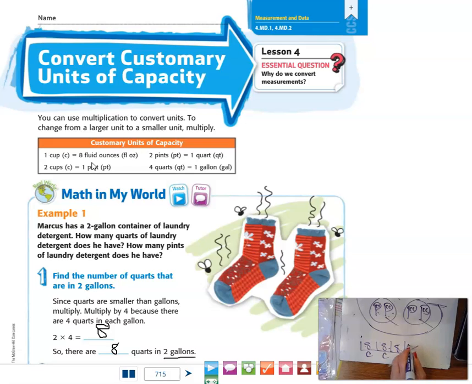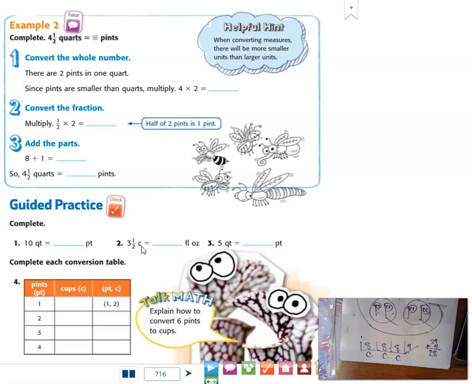Half of 8 is 4, so 8, 16, 24. 24 plus 4 more. 4 plus 4 is 8. 28. So there will be, in 3.5 cups, 1, 2, 3.5 cups, there will be 28 ounces. And that's the answer for number 2. Make sense? Okay, now 5 quarts to pints.